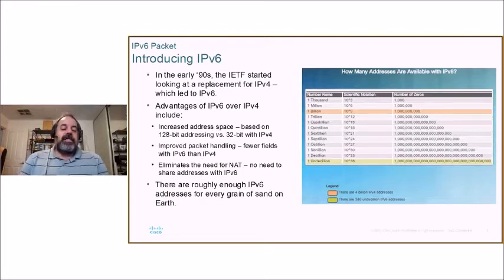And so there's less fields in the packet header in IPv6 than IPv4. Typically, there are some additional header appendices that can be added. And of course, with all that addressing, you don't need NAT, and so you do have end-to-end connectivity. There are roughly enough IPv6 addresses for every grain of sand on Earth, so that's a lot of grains of sand, so we should be good for a while.